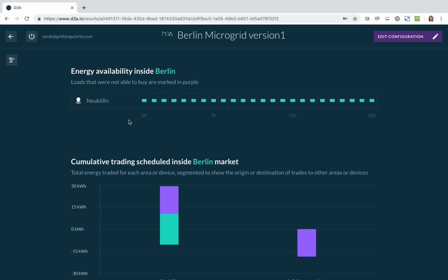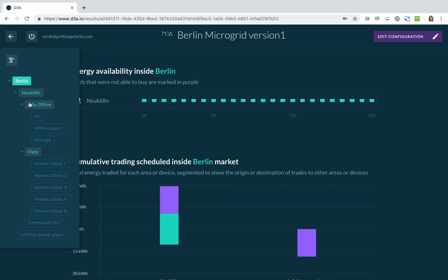To give you a quick overview of the results page, the first graph is the energy availability. There's a green indicator here that tells you that all of the loads that wanted to consume inside this market, which is the entire grid, were able to during this time. If the marker is purple, you'll see a drop down of the different times that a load was not able to consume. In that case we could see which device it was and then go into the device to see exactly how it was impacted.